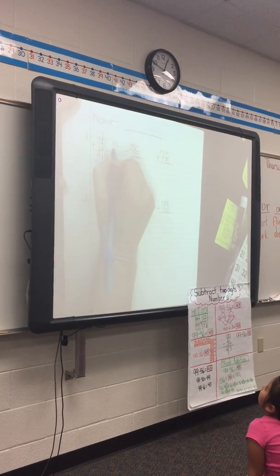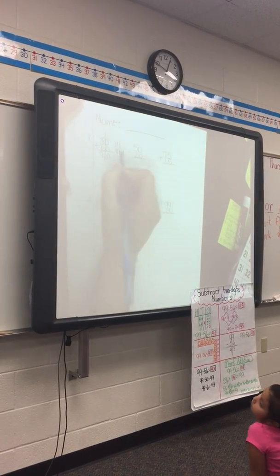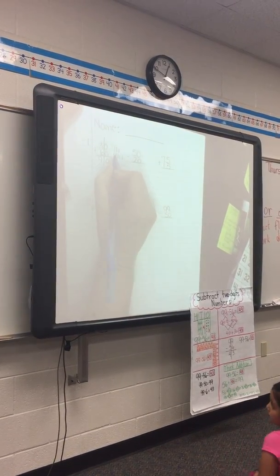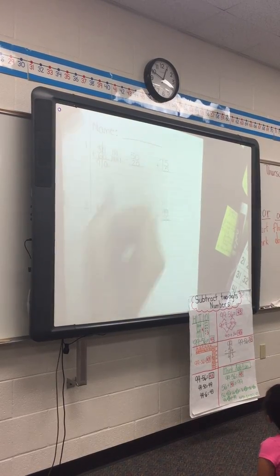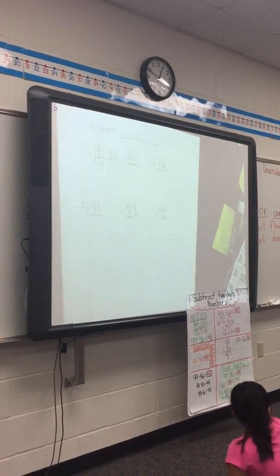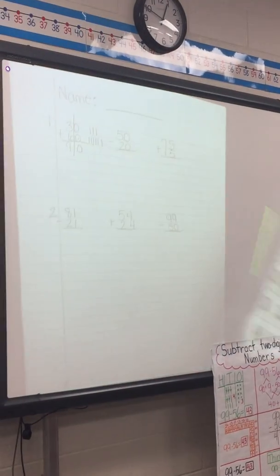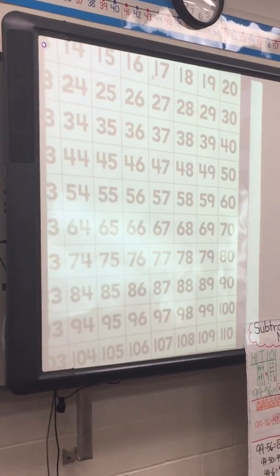30. 10, 20, 30, 40, 50, 60. How many in all? 10, 20, 30, 40, 50, 60, 70, 80, 90. We still get 90. Another strategy that we are good at doing is our hundreds chart.